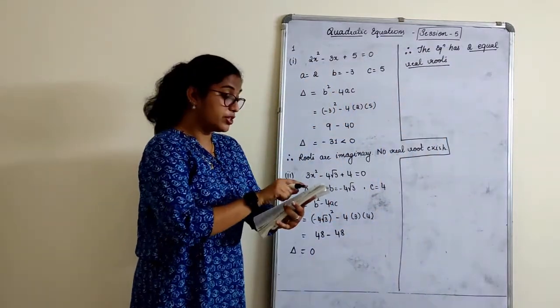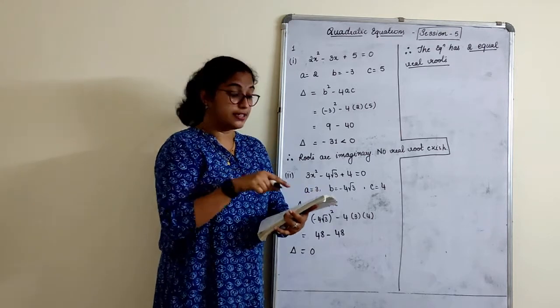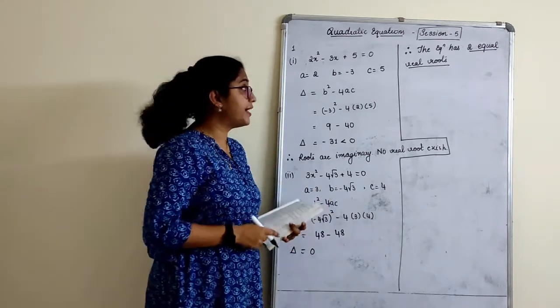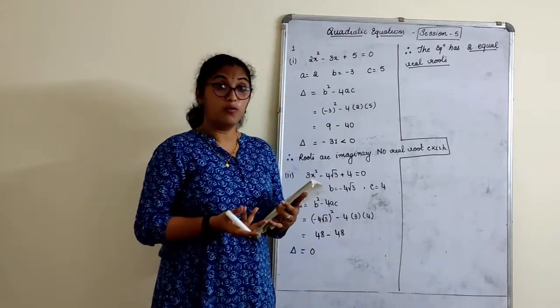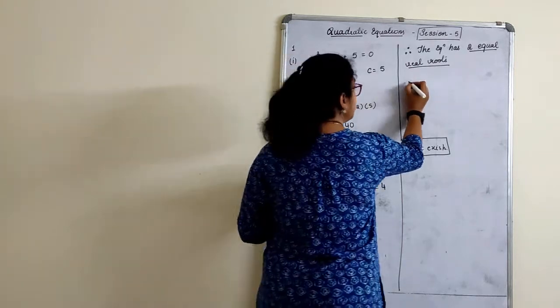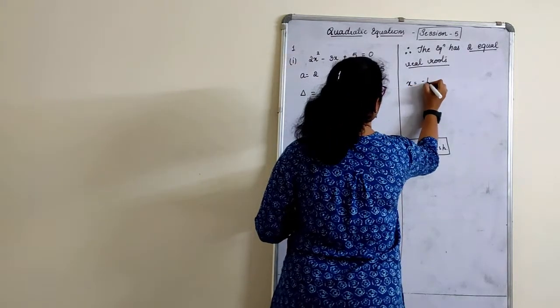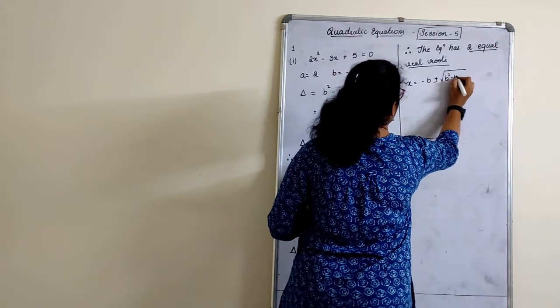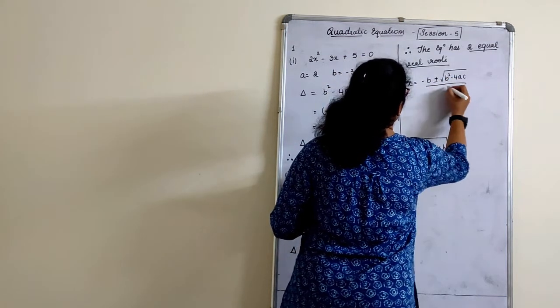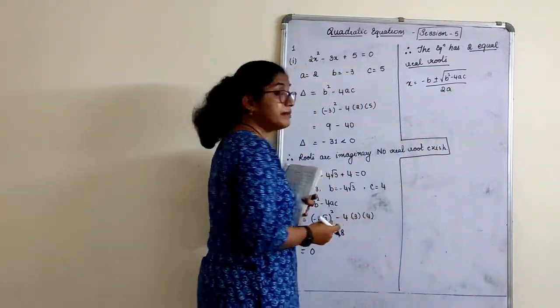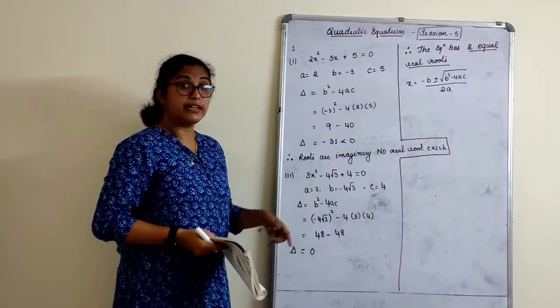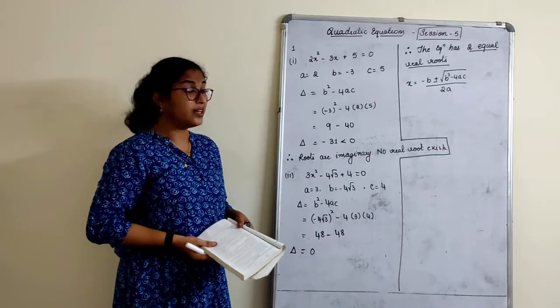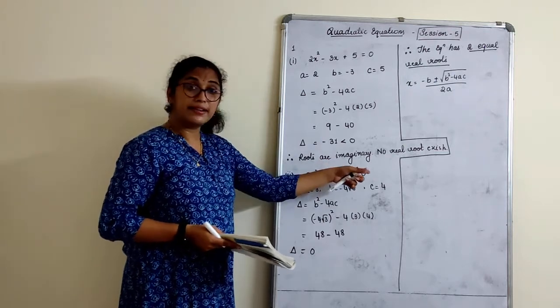Now, what is the question? If real roots exist, find them. So let's find them. How do you find them now? What method? Formula method. X is equal to minus b plus or minus root of b square minus 4ac upon 2a. And now you can ask me, teacher, why formula method? Can't we do this by factorization?